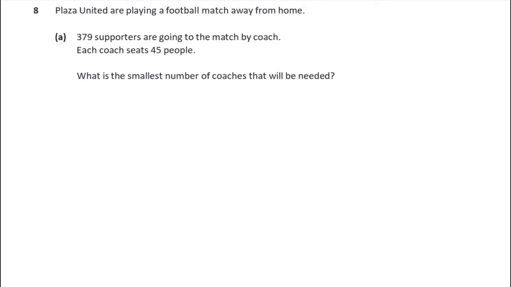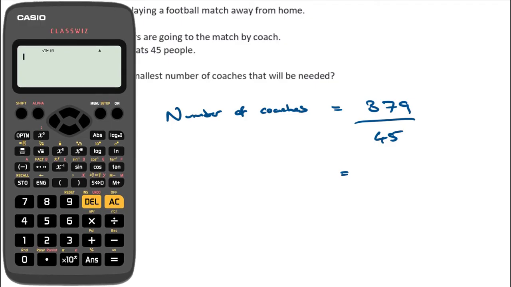So to find the number of coaches, all you've got to do really is divide the number of people by the size of the coach, don't you? So number of coaches is going to be the number of people, which is 379, divided by the capacity of each coach, which is 45. So calculator, what is 379 divided by 45? Now that comes out to be 8.42 with a dot on the top, so 8.42 recurring. I'm just going to round that off to 8.42 for now.